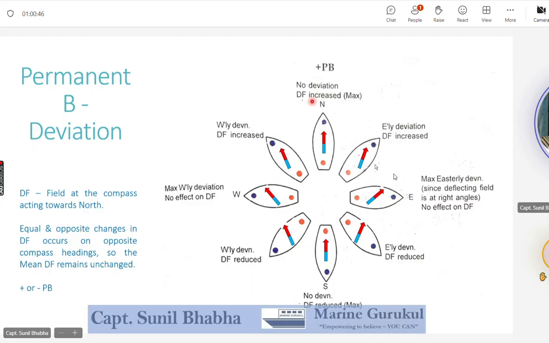Okay. Sir, one more. Go ahead, beta. In which heading will the directive force be higher? Directive force will be maximum on northerly heading, beta, north heading. Okay, so the blue pole is north. Yeah, here the blue pole is exactly north of the compass, giving a maximum increase in the directive force.